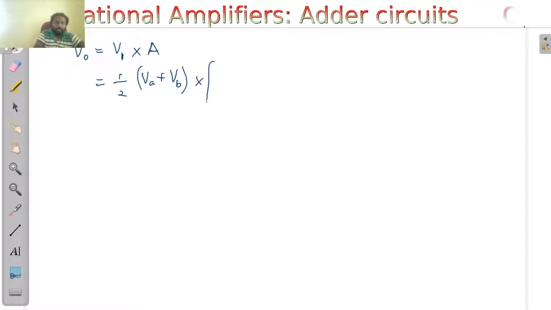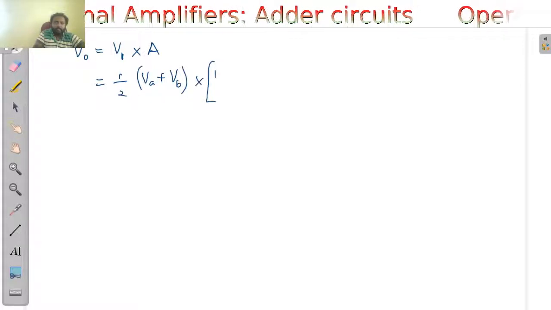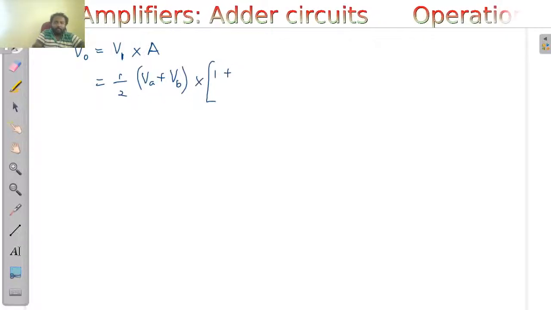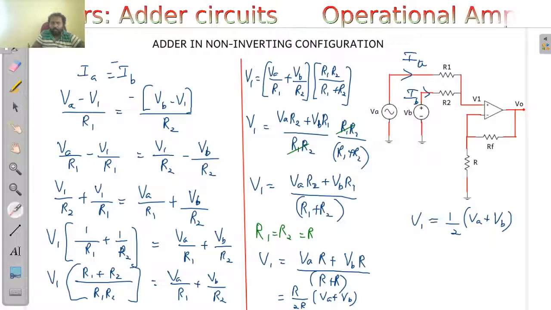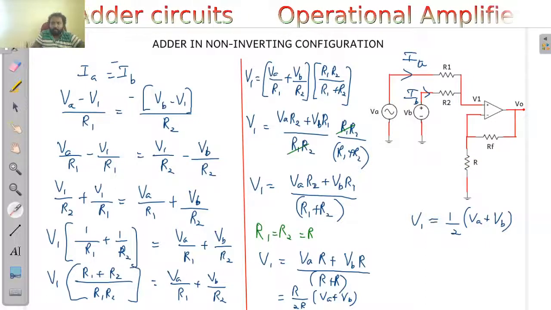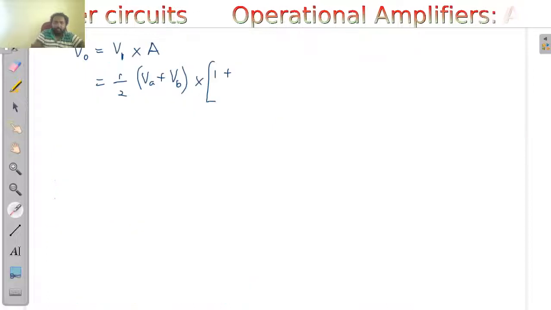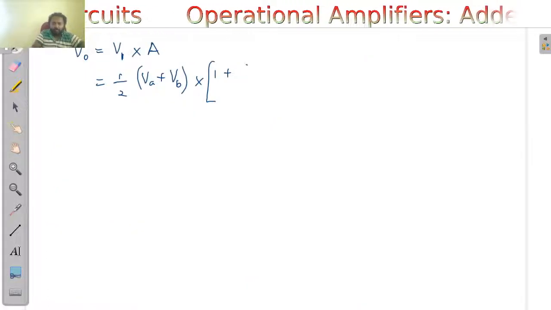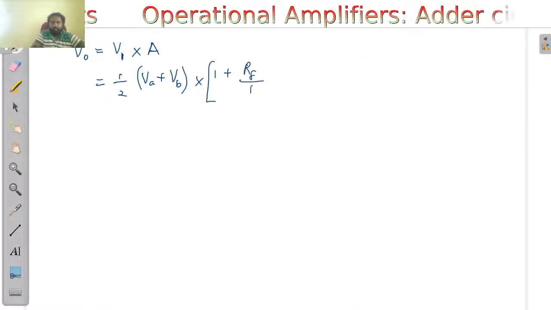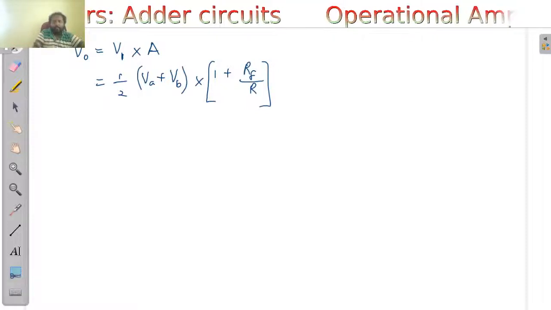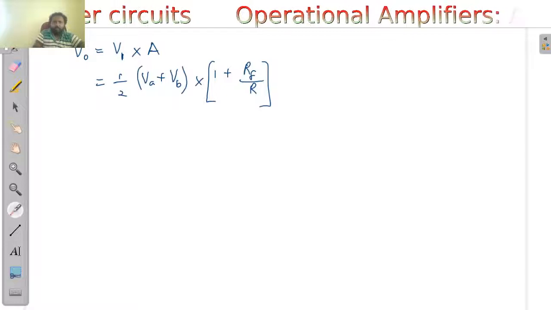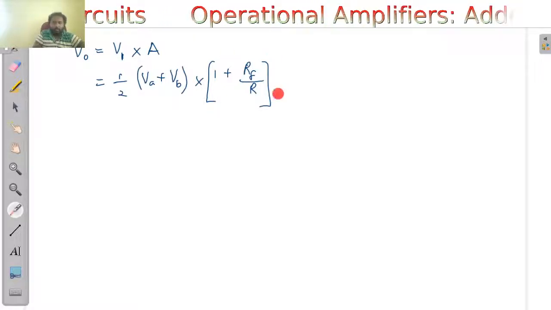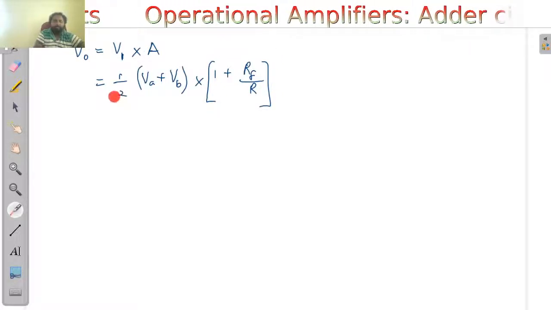What is gain A? Gain A, in the case of non-inverting amplifier, is 1 plus this resistance RF divided by R, 1 plus RF by R. So that is what I am writing. So you can make an adder from this equation. So how can you make an adder from this equation? Just by making this 1 plus RF by R equal to 2.